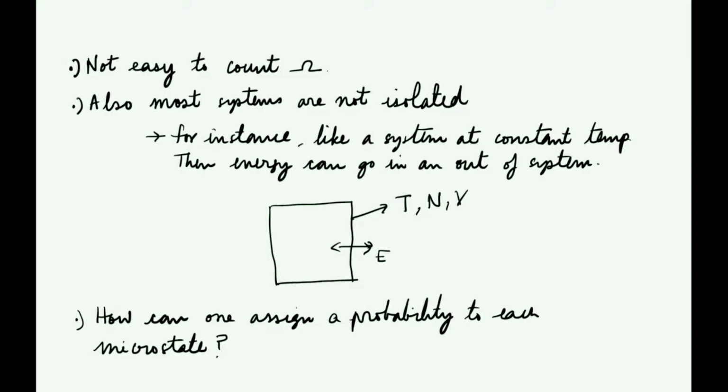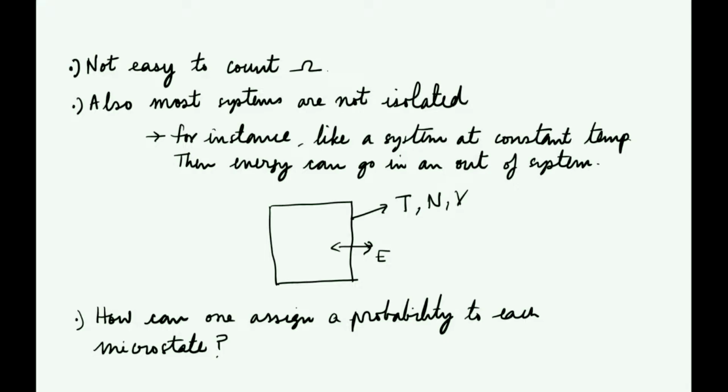Now, you saw that it becomes more and more difficult to count omega. If I had put at most 3 particles per side, you would have struggled even more. So, not easy to count omega, that is one point. Also, that set of rules was defined for systems which are isolated. Energy is fixed, N is fixed, V is fixed. But most systems are not like that. Most systems are not isolated.